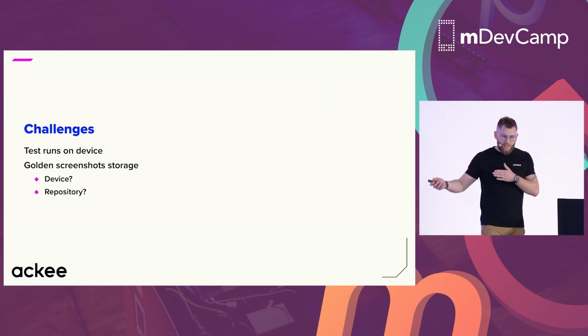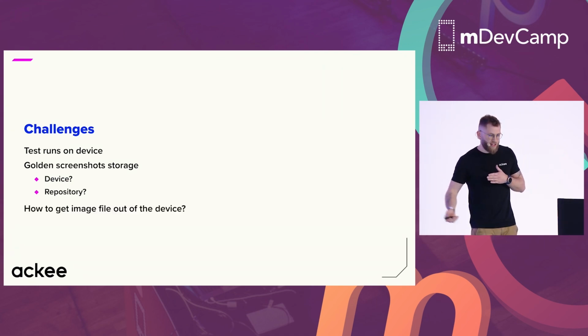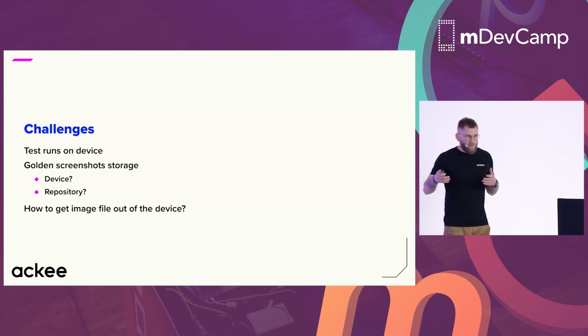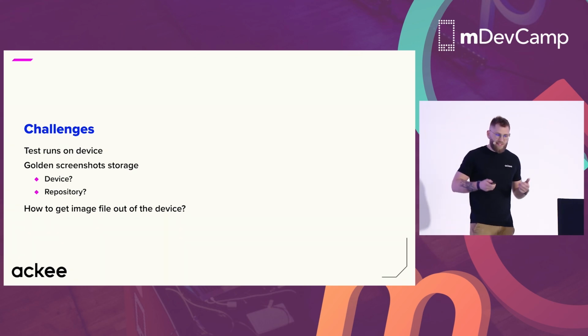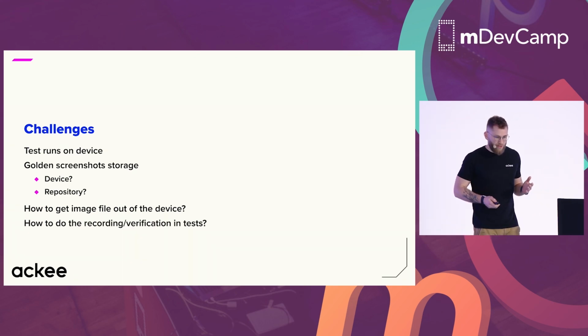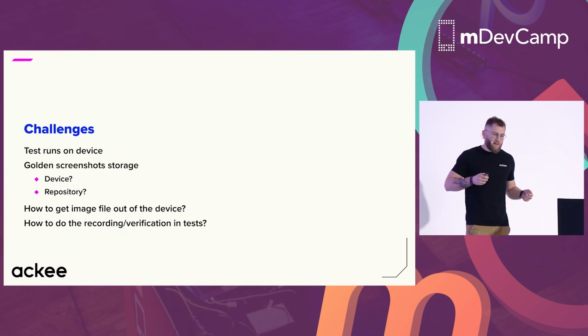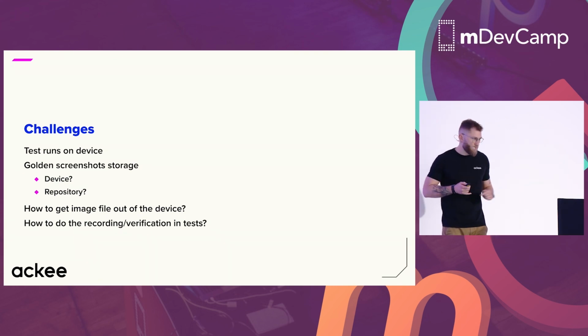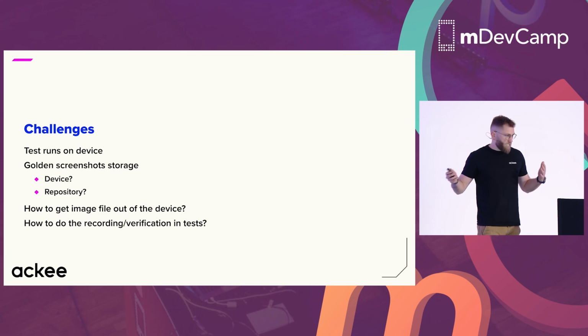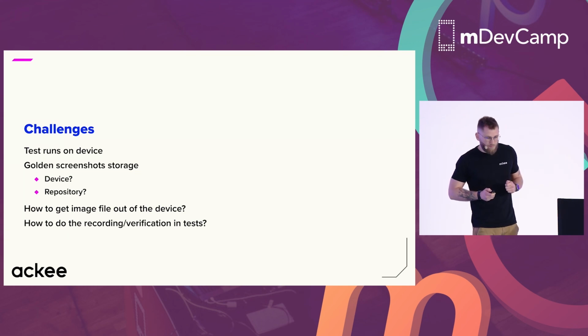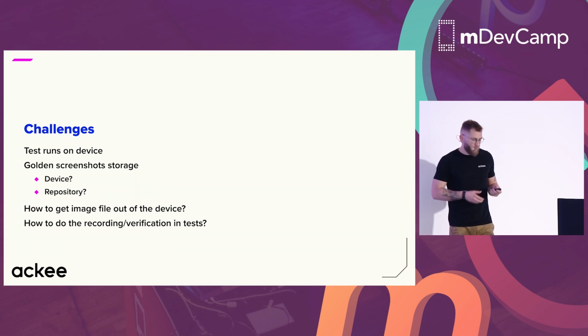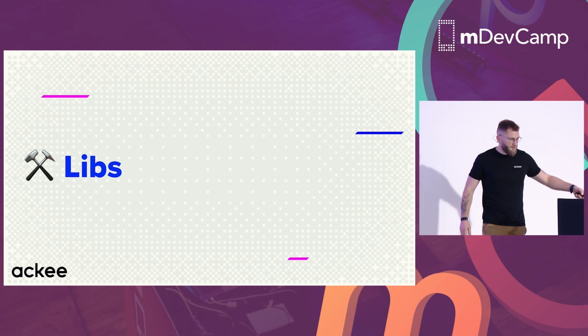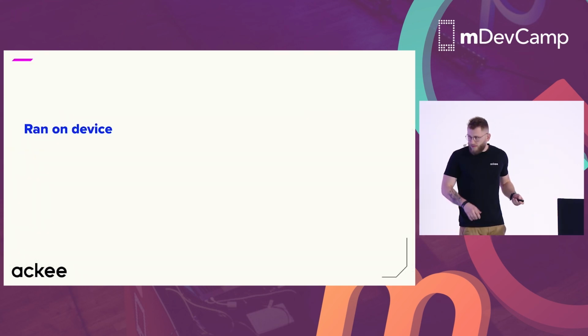But if you run your test, the images are probably stored in the device, so we need to somehow pull them out of the device and store them to your repository. And you also need to perform the verification of the test. So how to do that? Let's first take a look at how the common open source libraries usually do this. There are several of them.